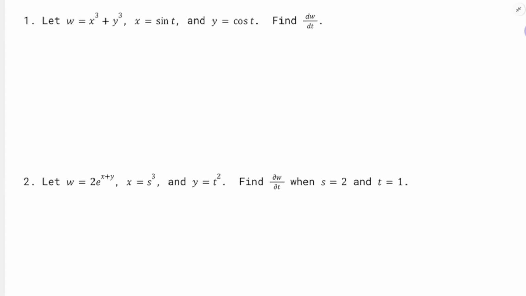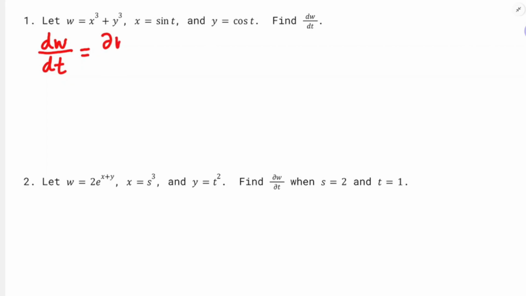Okay, so I've got w equals x to the 3 plus y to the 3, x equals sine t, and y equals cosine t, find dw/dt. I was thinking about just writing the chain rule off to the side, but I'm just going to write it each time. In this case, w depends on x and y, which both depend on t. And they asked for dw/dt, not the partial derivative of w with respect to something.